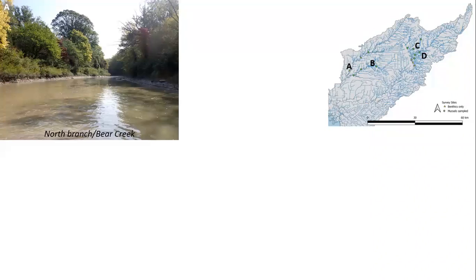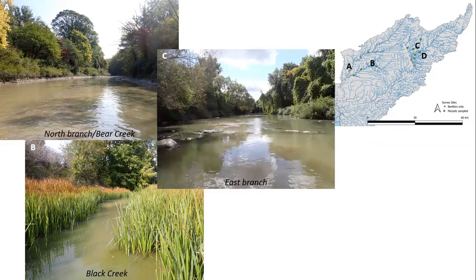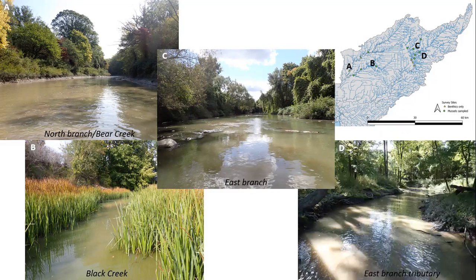In terms of the environmental conditions, this spanned from large, slow and silty sites on the North Branch watershed to smaller and still slow and silty sites in the Black Creek watershed. And then the East Branch subwatershed had larger and more flowing sites with coarser substrate, although it also had smaller and siltier tributaries, with the locations of these sites indicated by the letters on the inset map.